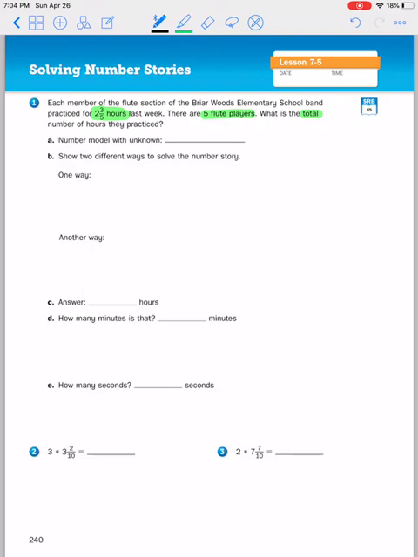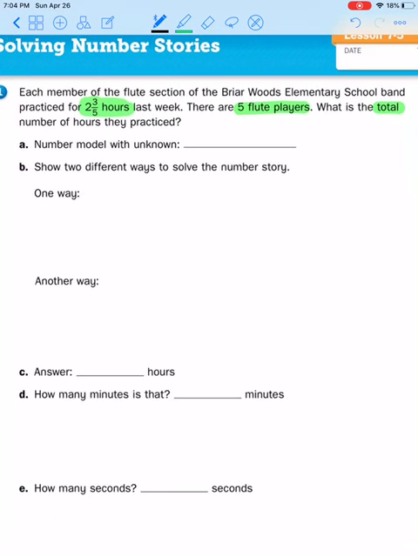So first we're going to do, I'm actually going to zoom in a little bit, the number model with the unknown, which would be the 5 flute players, and they each practiced for 2 3/5 hours last week, and that would give me the total hours that they practiced. Okay, show 2 different ways to solve our number story. This is exactly like we just did in the last video.